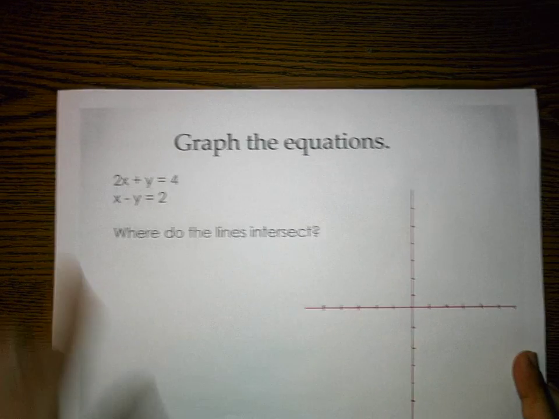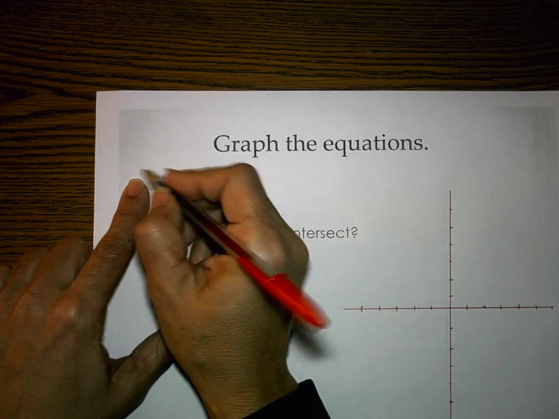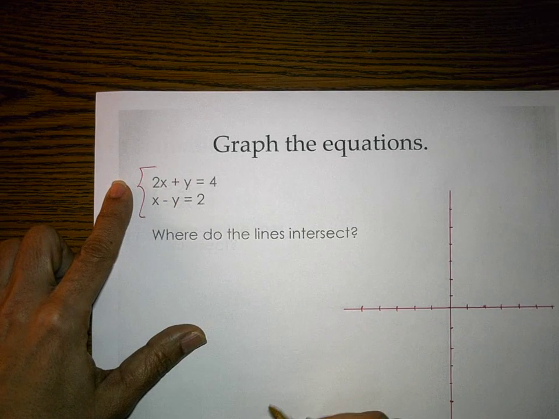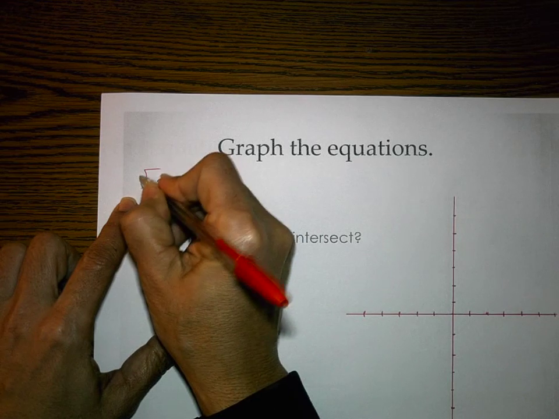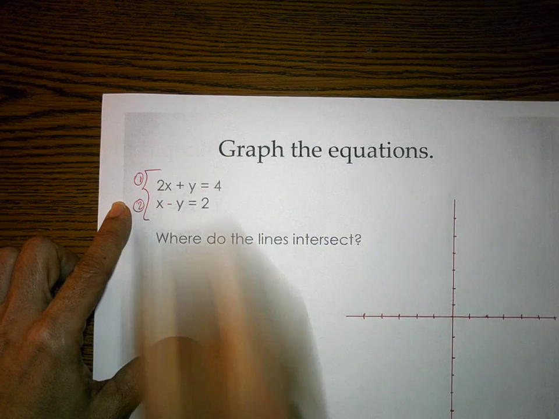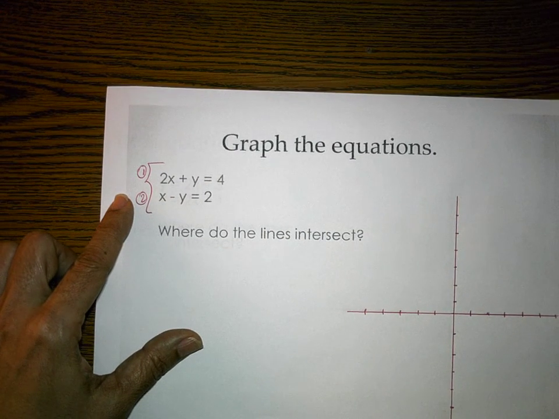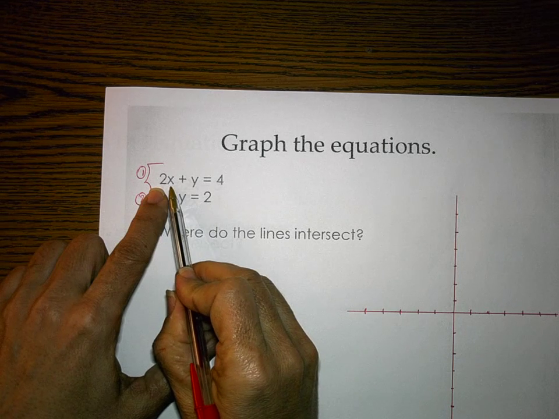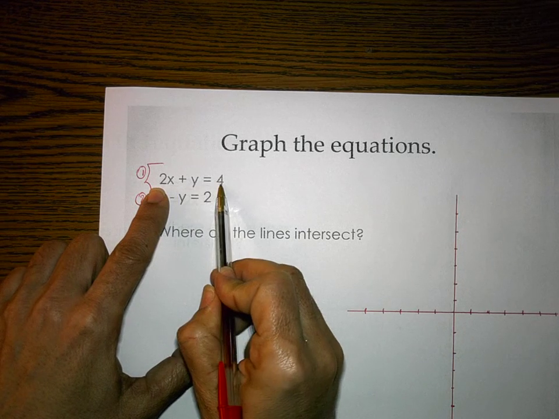Equation number one, so this is our system right here, okay? Here's the system. I have two equations. I have equation number one on the top, and I have equation number two on the bottom. So let's take a look over here. Equation number one says 2x plus y equals 4.